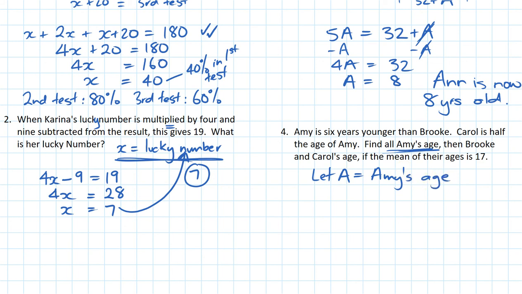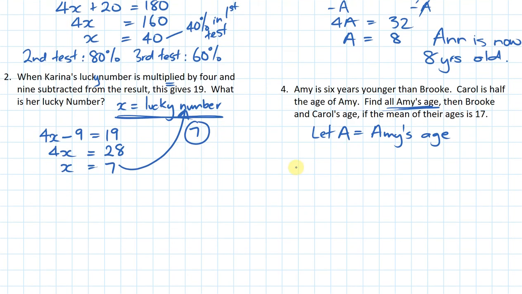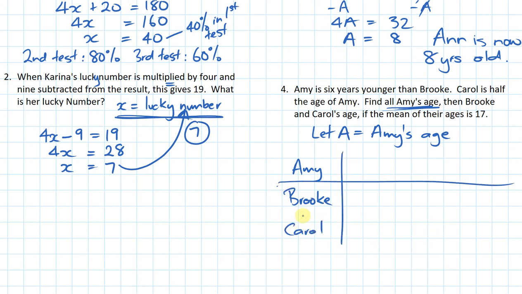Because the other 2 girls, Brooke and Carol, their ages are related to Amy's age, we're not going to use B or C for Brooke and Carol's age. We're going to come up with expressions for Brooke's age and Carol's age that are related to Amy's age. So let's draw up another table. I've got Amy, Brooke, and Carol, and what I do know about Amy is that her age is A.